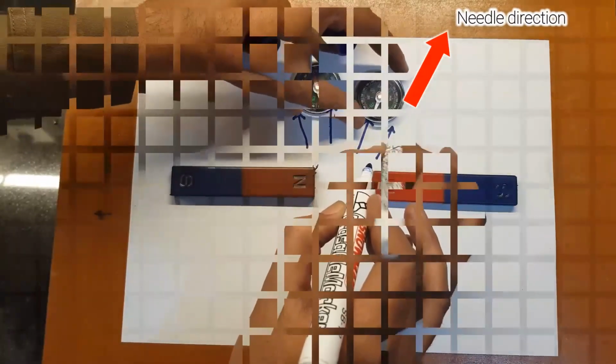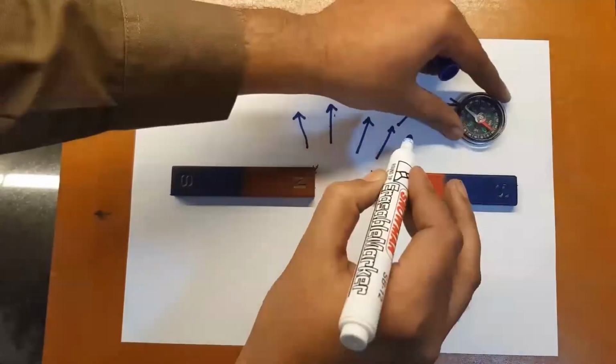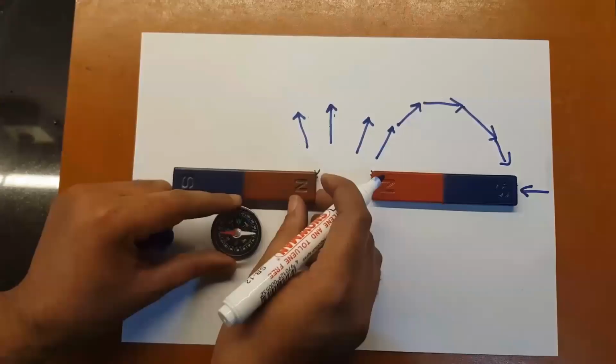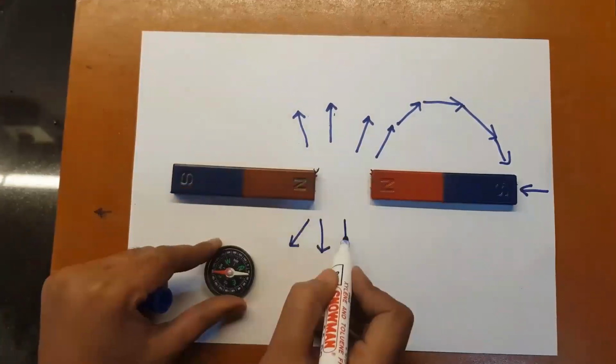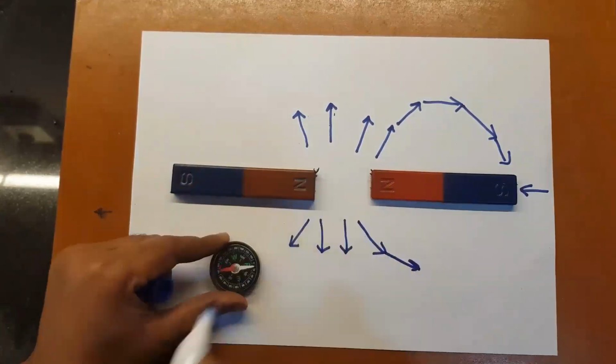Beautiful demonstration. This teacher is showing us all the individual positions of the magnetic field lines for individual points. Basically, drawing the combined magnetic field lines for different positions.